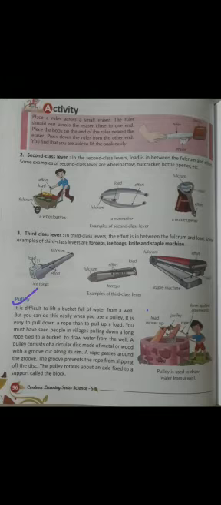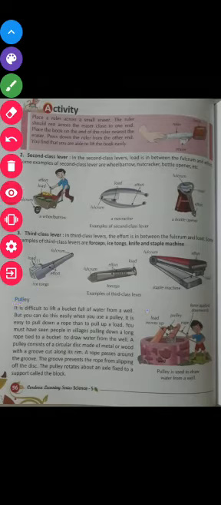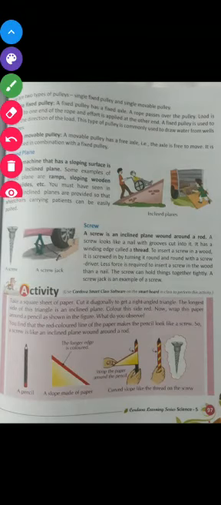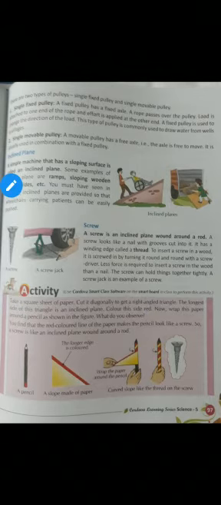Now, what are the types of pulley we can see around us? There are two types of pulleys available around us. One is the single fixed pulley. Another one is the single movable pulley. So first we are going to discuss the single fixed pulley.